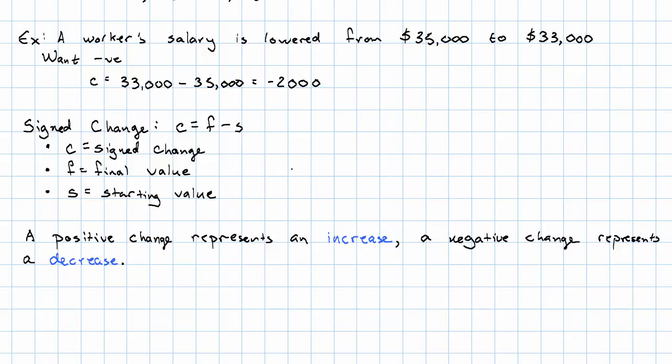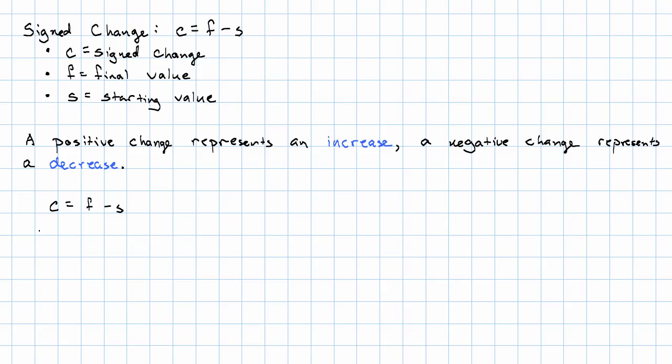Now there's another very useful form that this equation can take. Watch what happens if I assume that I know the starting value and add that to both sides. I'll add the starting value on the left and add the starting value on the right. These cancel out. Notice these are not like terms. I just get that the starting value plus the change is equal to the final value.